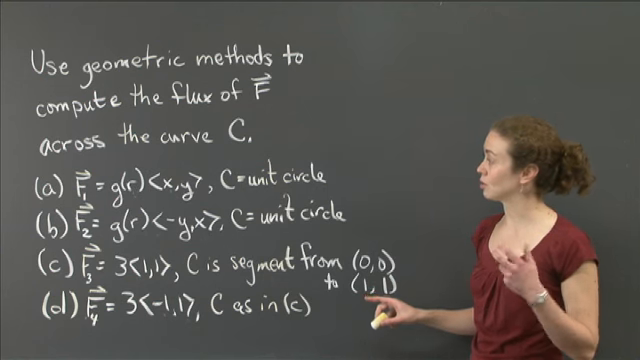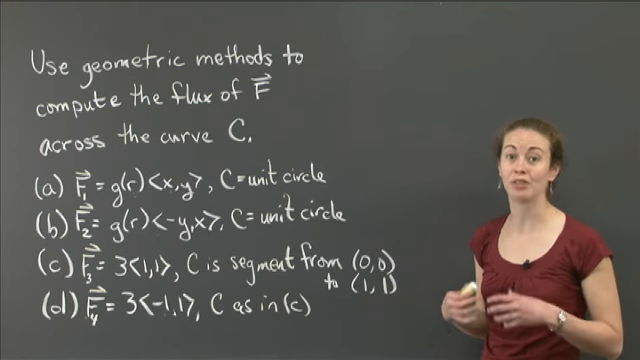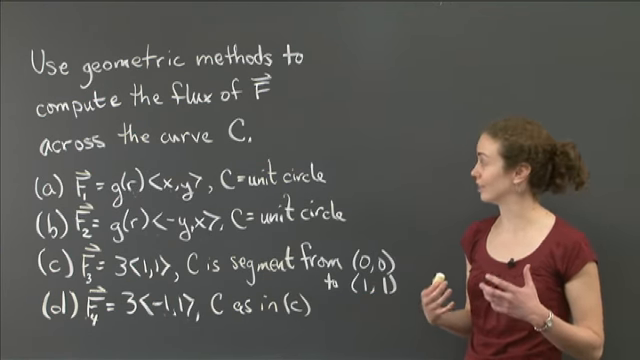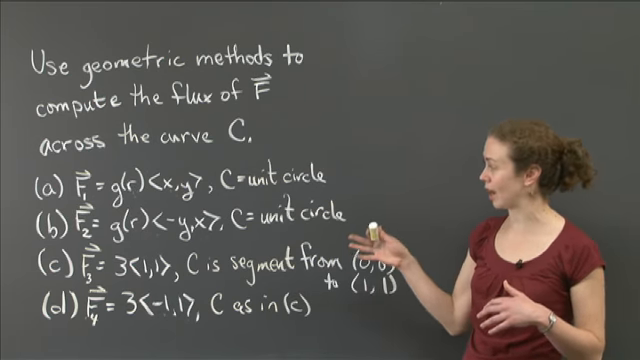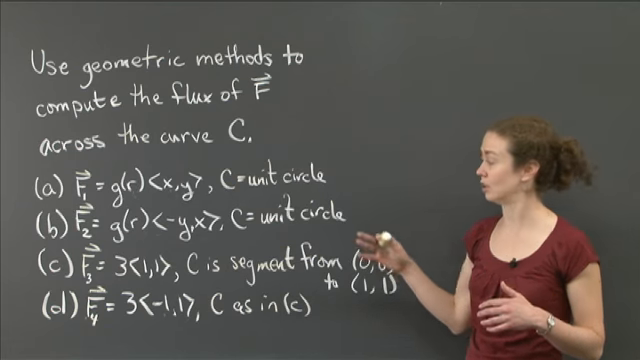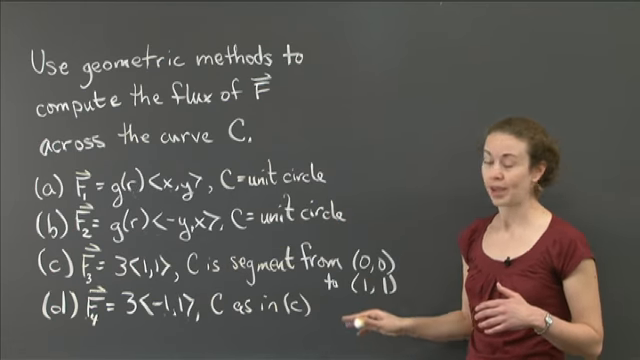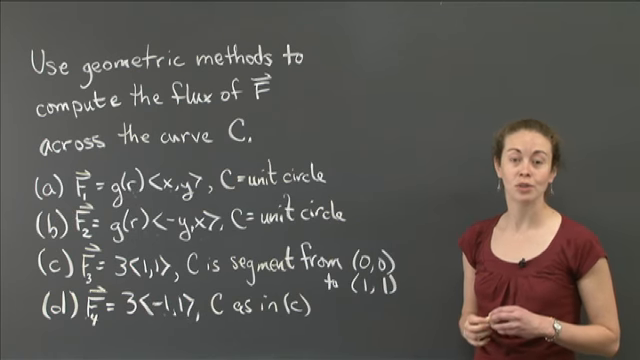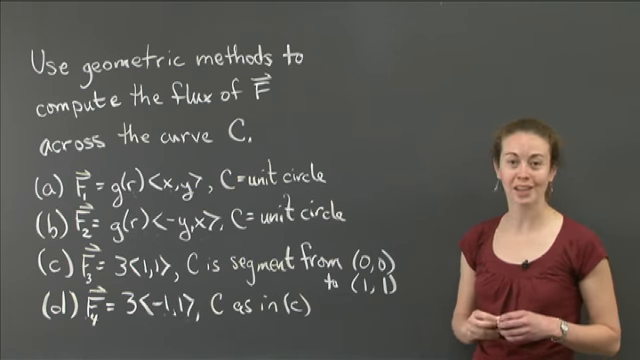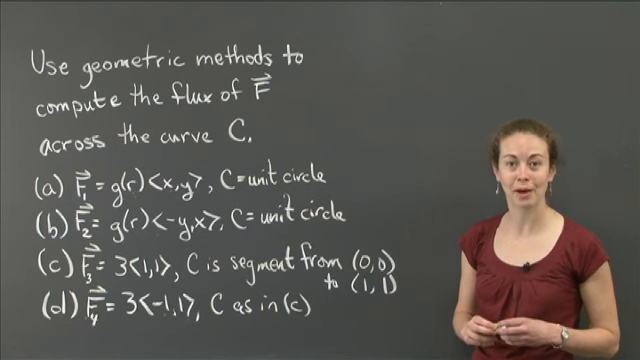So again, what I'd like you to do is, rather than trying to parameterize the curve and do the entire calculation, I'd like to see you try and understand the relationship between each of these vector fields F and the normal to the curve that they're on, and see if you can figure out the flux based on that relationship. So why don't you pause the video, give that a shot, and then when you're ready to see how I did it, you can bring the video back up.